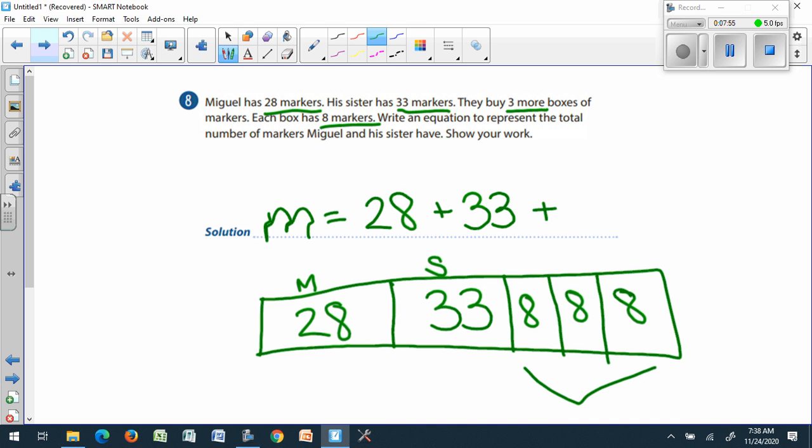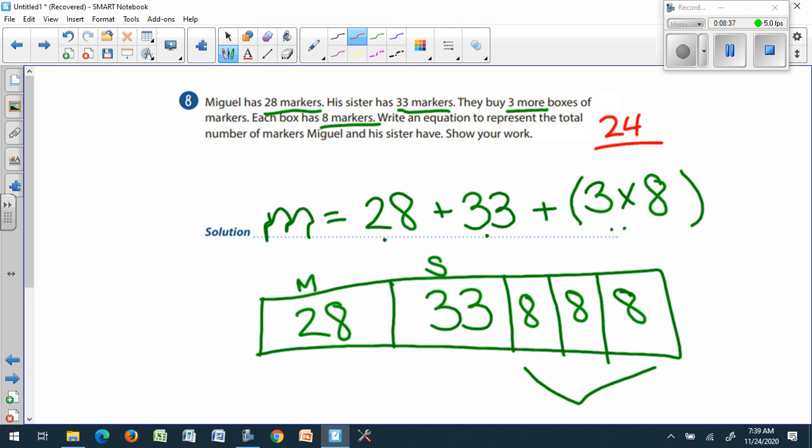So instead of saying 24, I'm going to use the parentheses that we did in the last problem. And I'm going to make a multiplication equation. So 8 and 8 and 8, of course I could add those, but that's not as easy as multiplication. So I'm going to put in my parentheses 3 boxes with 8 markers in each box. So I know that with markers, Miguel had 28, his sister had 33, and now they're adding 3 boxes of 8, and of course that would be 24, but we're showing we know where we got the 24, and that's the whole purpose of this.